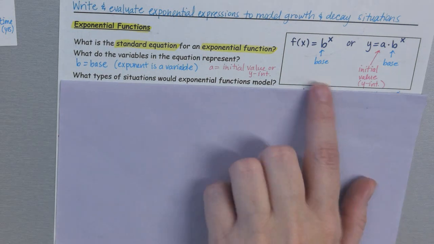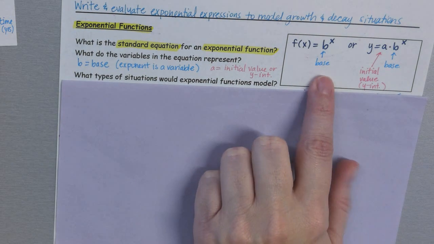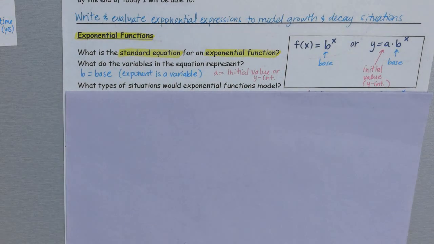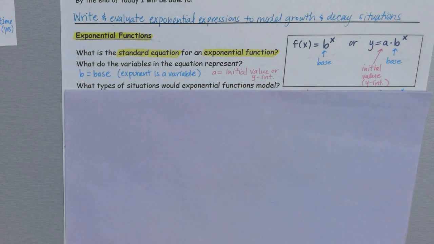Okay, so what do the variables in the equation represent? B is called the base. The exponent is a variable. Most of the time, that variable is x. In other models, it may be a t, because t is going to stand for what? What does t usually stand for? Time. Yep.